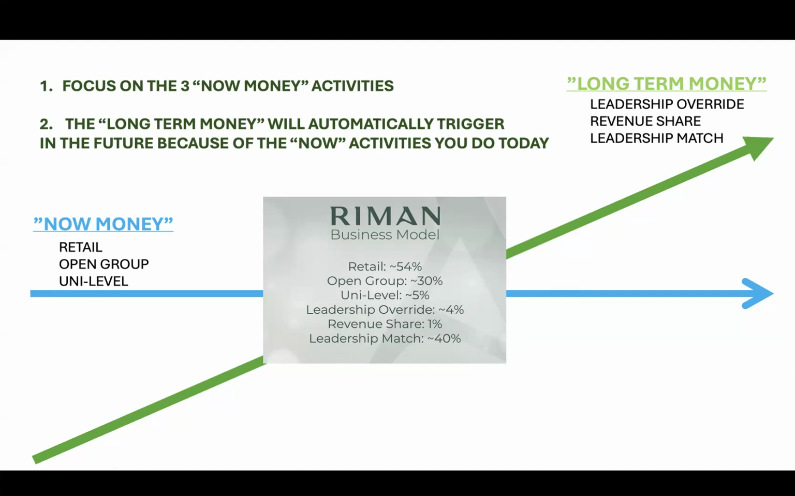But look at clause number 1 and 2. Focus on the 3 now money activities, because in reality, that's all you really need to focus on. The long-term money will automatically trigger in the future because of the now activities you do today. The long-term leadership override, rev share, and leadership match are all correlated to the money-making activities that you do here. So all we really need to focus on now is the now money, which is the retail, the open group, and the uni level. I'll go over everything, but I will go over the first 3 parts of the now money, okay?